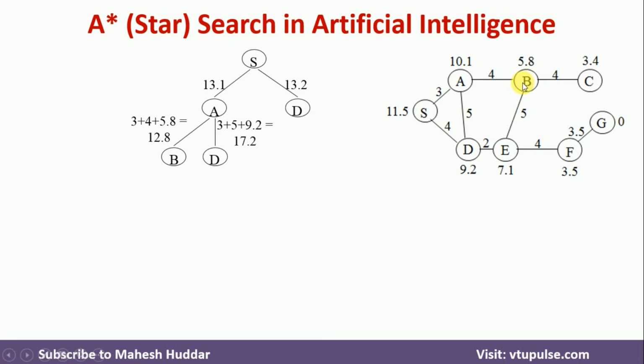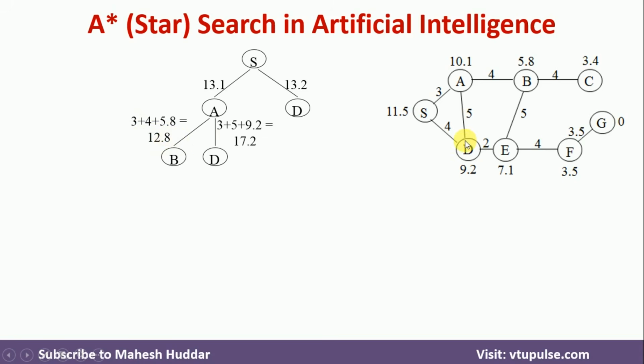G of B is the distance from source node to the B node, that is nothing but 3 plus 4. And H of B is nothing but 5.8, that is the heuristic value. So if I add all these three, I will get 12.8 here.